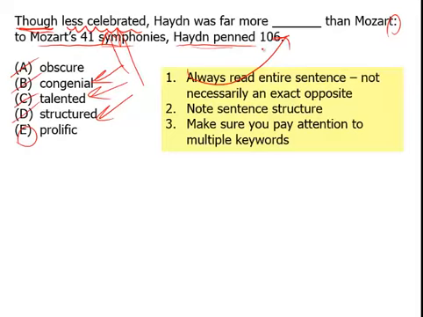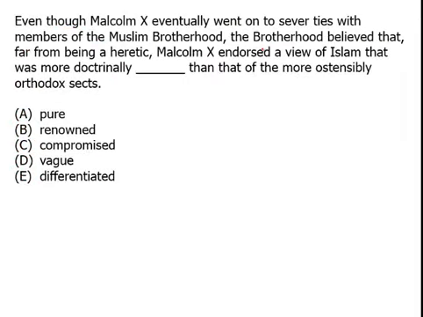Now, the thing about this false contrast is it becomes much more likely the more convoluted a sentence becomes. And this sentence is anything but convoluted. It's pretty straightforward. So let's take a look at another more convoluted sentence. "Even though Malcolm X eventually went on to sever ties with members of the Muslim Brotherhood, the Brotherhood believed that far from being a heretic, Malcolm X endorsed a view of Islam that was more doctrinally blank than that of the more ostensibly orthodox sects."